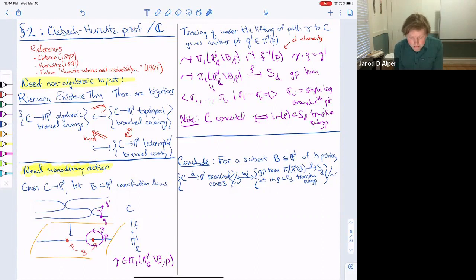Right, and maybe to be precise, here, by the Riemann existence theorem, you could take these to be algebraic or topological. And to be precise, this equivalence is up to inner automorphism. It's not so important for today's lecture, but it's up to inner automorphism, that is conjugation by elements of S_D. Two group homomorphisms are equivalent if you can conjugate by S_D.